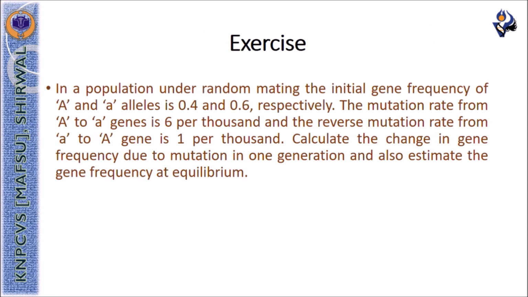Based on this talk, we have an exercise as a homework for you. This problem states that in a population under random mating, the initial gene frequency of dominant and recessive A alleles is 0.4 and 0.6 respectively. The mutation rate from dominant A to recessive a genes is 6 per 1000 and the reverse mutation rate from recessive a to dominant A gene is 1 per 1000. Based on this information, calculate the change in gene frequency due to mutation in one generation and also estimate the gene frequency at equilibrium. Thank you.